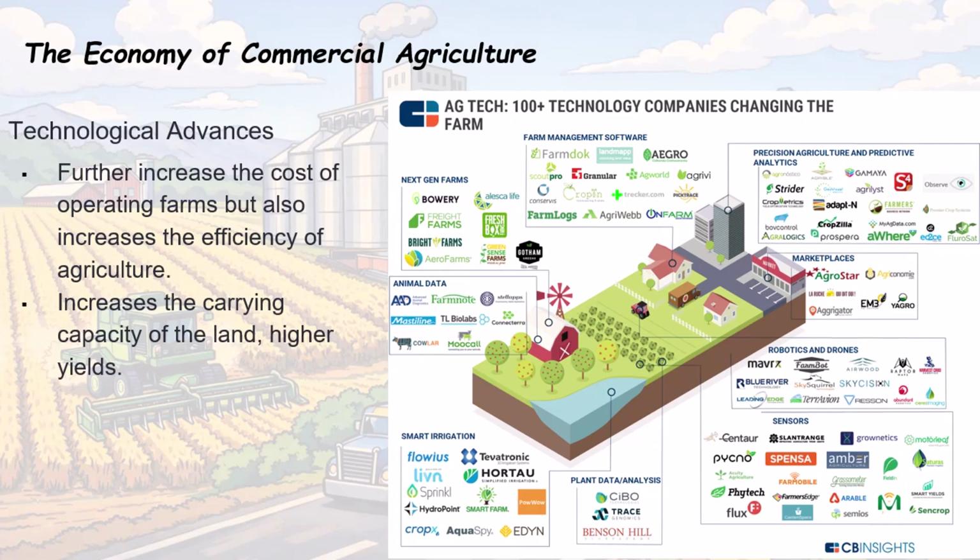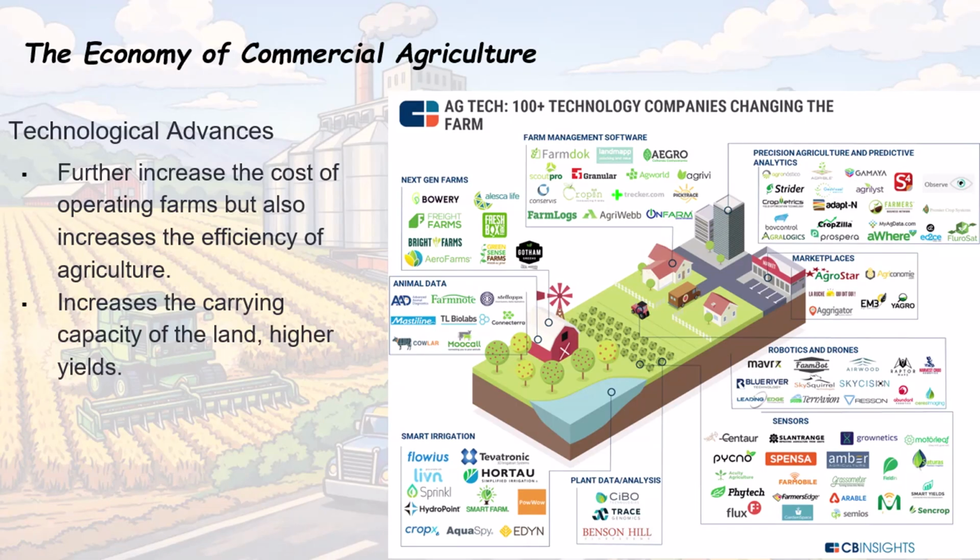Precision agriculture means farmers use GPS, data analytics, and real-time soil sensors to apply water, fertilizer, and pesticides exactly where needed. Not everywhere, exactly where needed. That reduces waste, that boosts yields, that's optimization mode. And higher yields mean the carrying capacity of the land increases. Same land, more output, more people fed. That's the economic impact. But here's the catch.